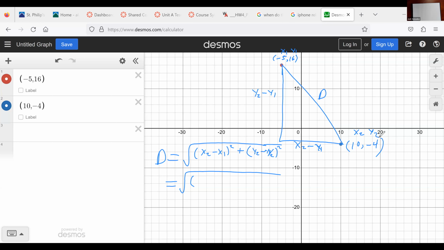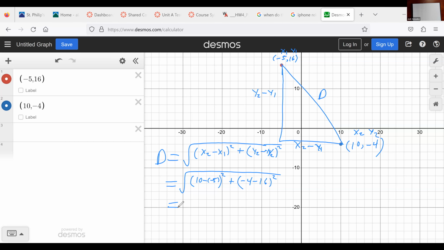So x2 minus x1 squared plus y2 minus y1 squared. Does that make sense? Okay, so that's where it comes from.